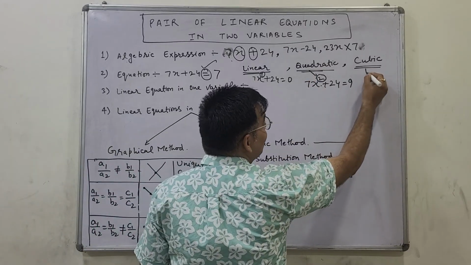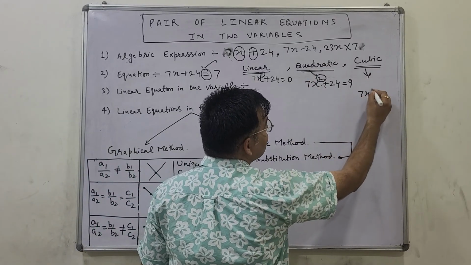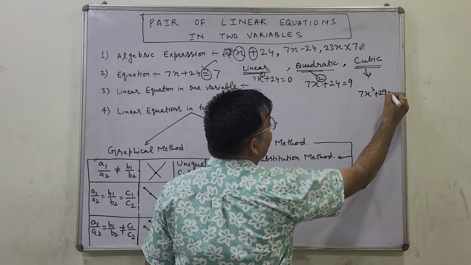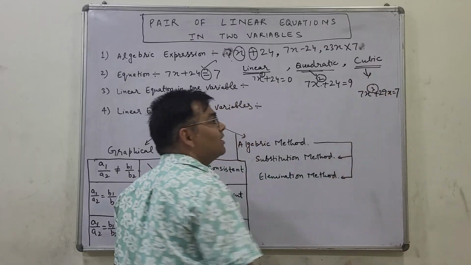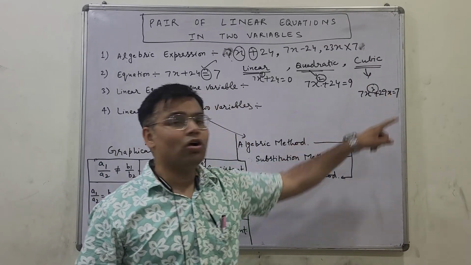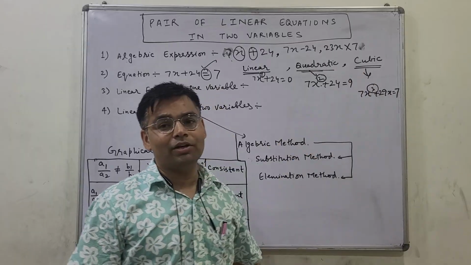And there is an equal to sign and the highest power is 2. Now let's discuss what is a cubical equation. 7x cube plus 29x is equal to 7. So the highest power is 3 and the equal to sign is also there. So that is called a cubical equation.